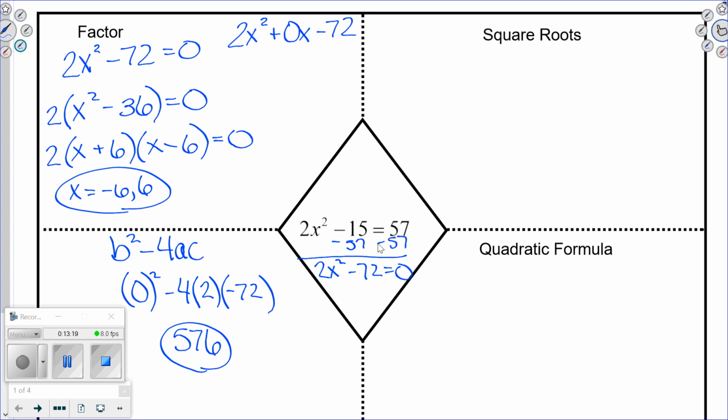All right, square root method. Can I do that one? I heard a no and I heard a yes. Yes, because what am I missing? The bx. So that means I can use the square root method.